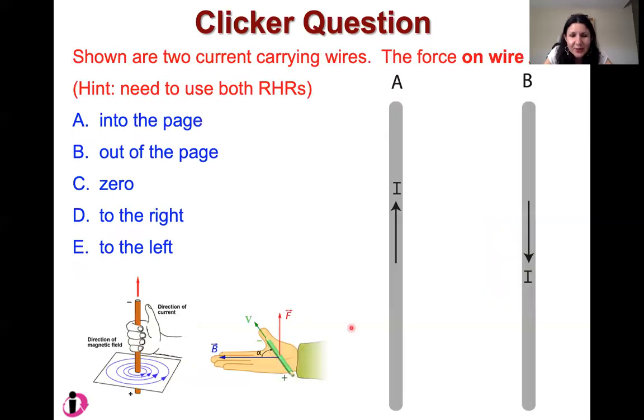Okay, here's another cool thing. So here it's a little bit trickier.